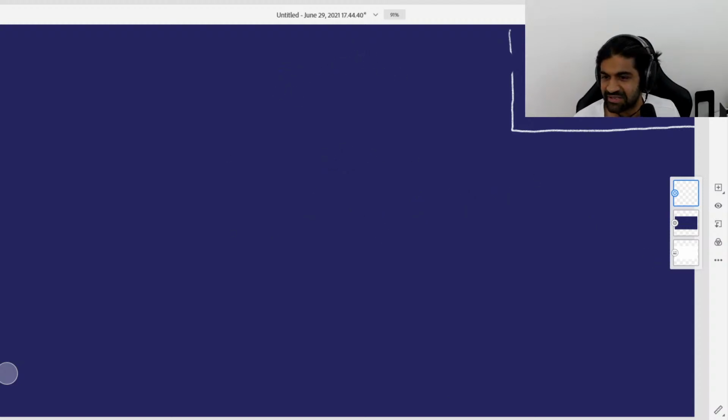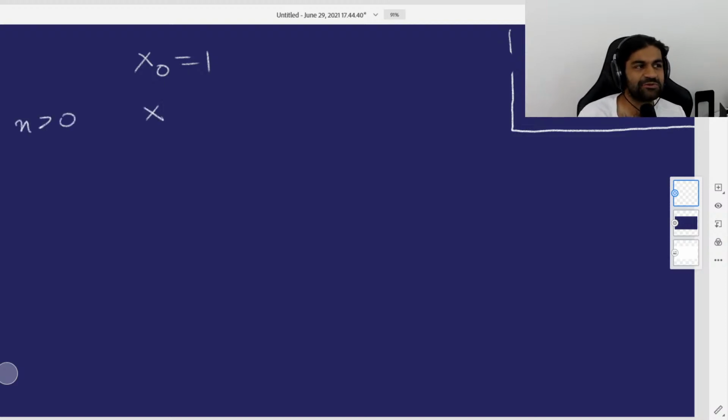Okay, so we have one more problem. So here it is. This is from 2016. We're going to construct the following sequence. x0 is 1. That's how it starts. And then for n greater than 0, you define x_{n+1} to equal the natural log of e to the x_n minus x_n.